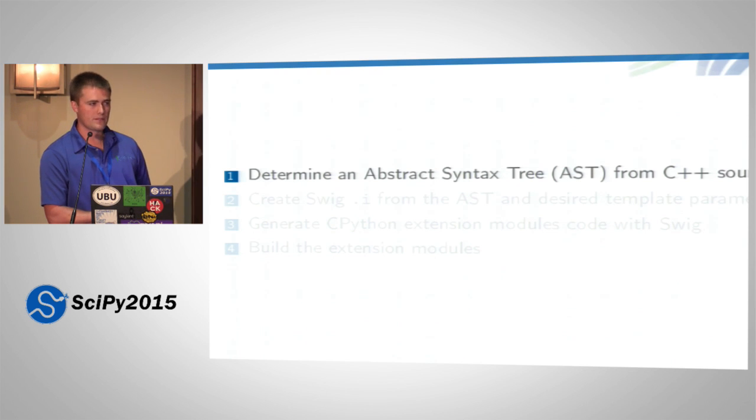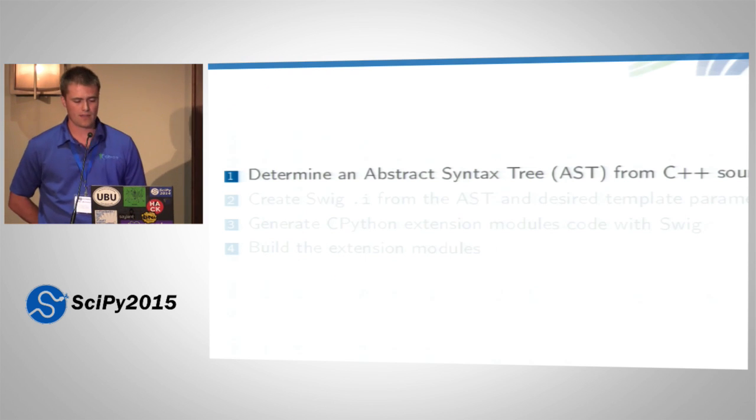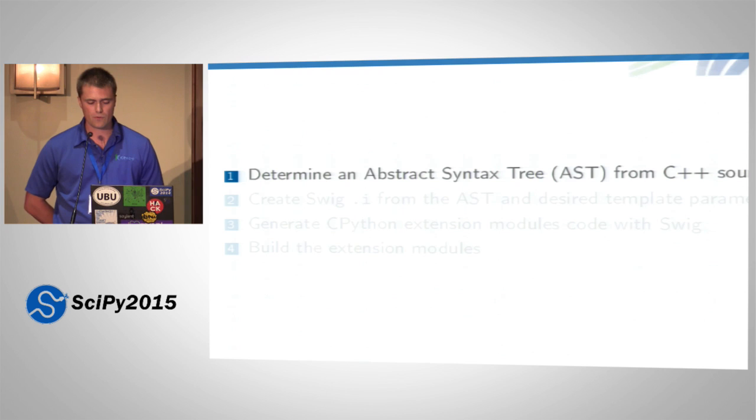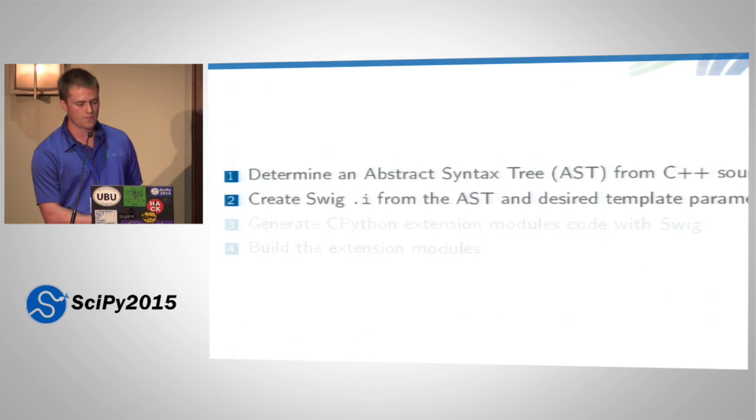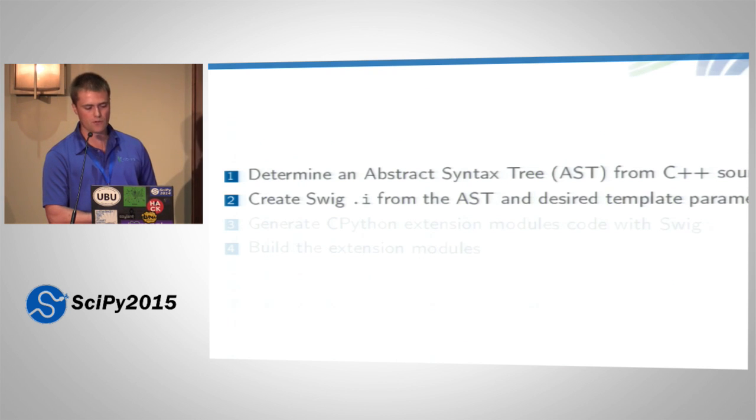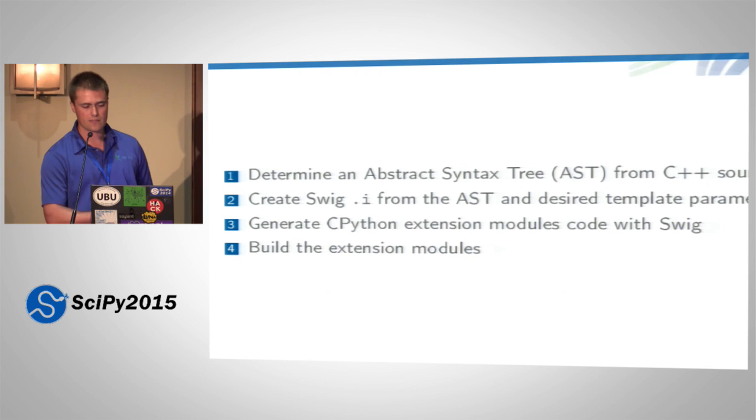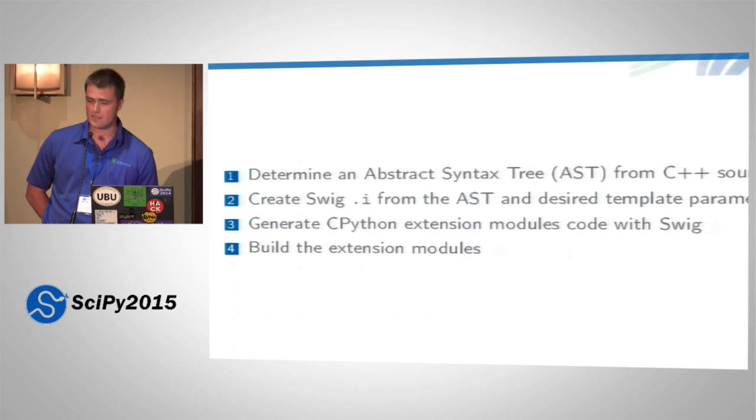So in general, if you're wrapping something into Python, you have these different tasks that you have to complete. Most of the time, especially if it's a large library and you don't want to write the C++ again, you want to do everything automated as much as possible. So in our case, we have to determine an abstract syntax tree from the C++ sources. So we have to know what code is actually there. And then the other steps in ITK, for example, that we use, we create swig.i files from the abstract syntax tree, and also decide how we want to instantiate the templates, and then generate CPython extension code from swig, and then build it. That's a section of the practical steps that you have to do.